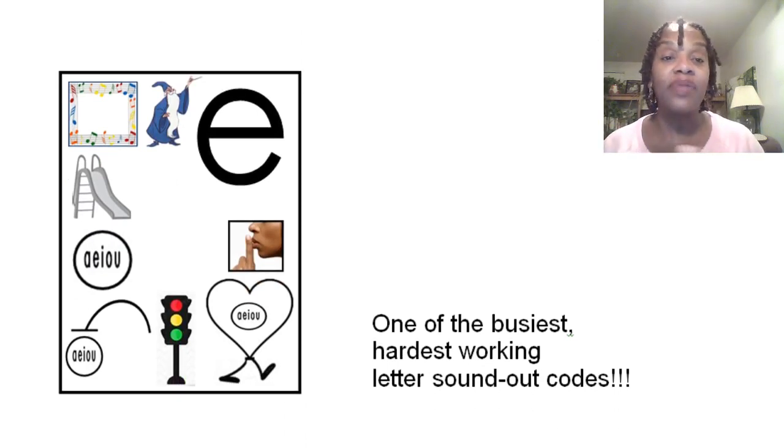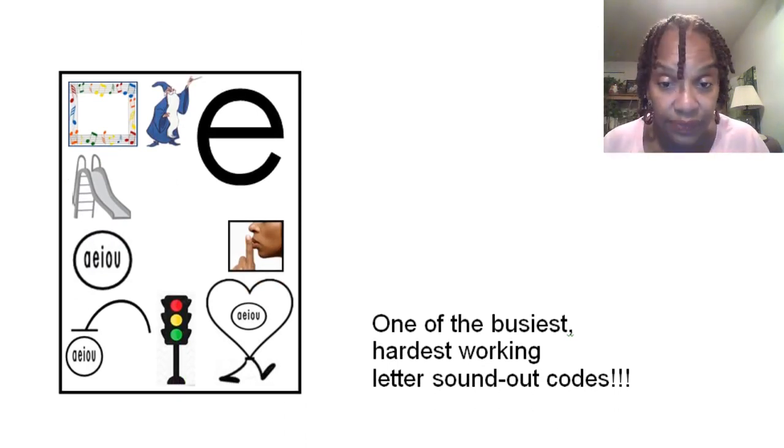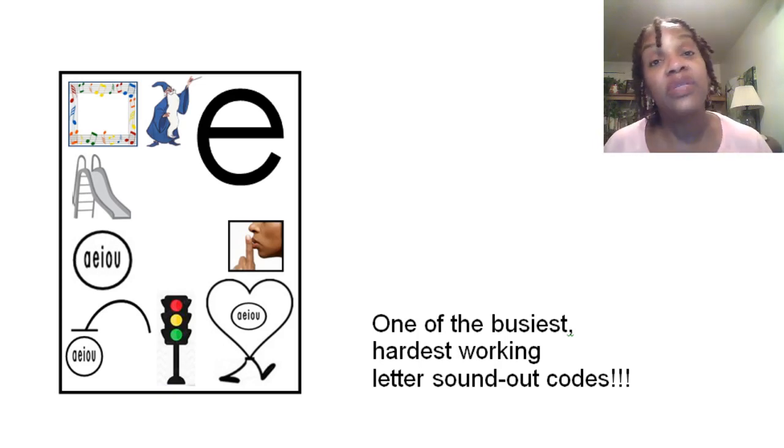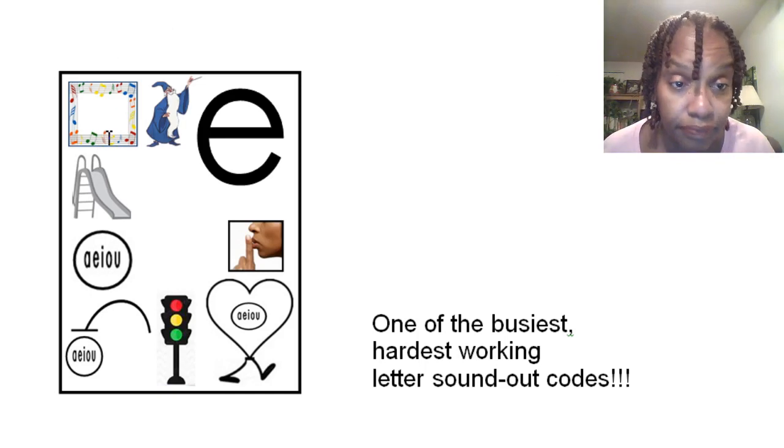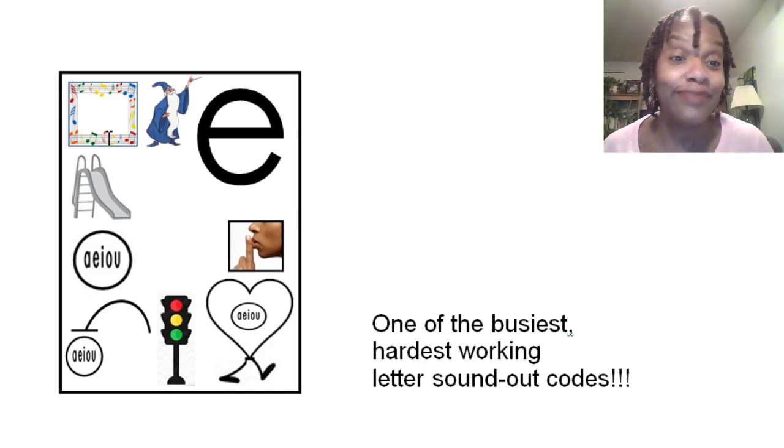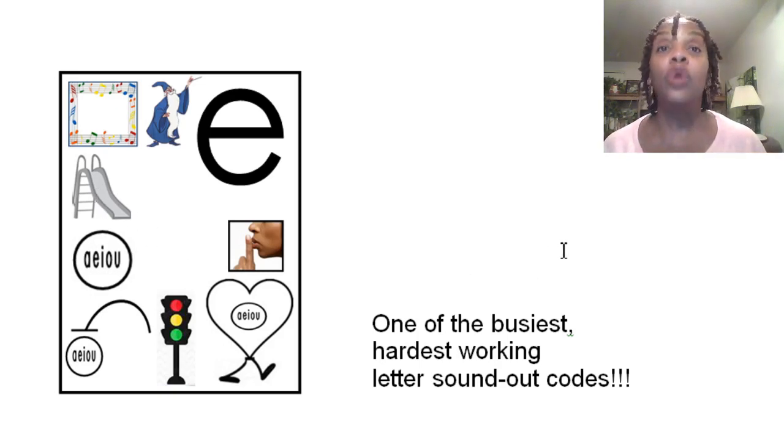So let's talk about the letter E one more time before we go, right? Remember I said it's one of the hardest, busiest working letter sound out codes of all the letters in the alphabet. And here are just some of its jobs. It is a sound picture, right? Sound picture that makes the eh sound. It's a sliding sound. That means eh. But you can hold or slide the sound as long as you need to, right? And still make one single solitary sound.